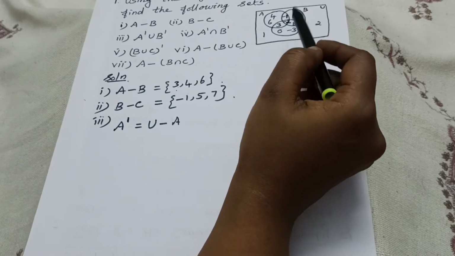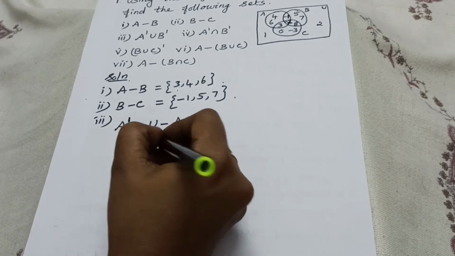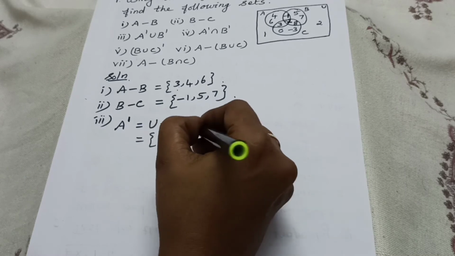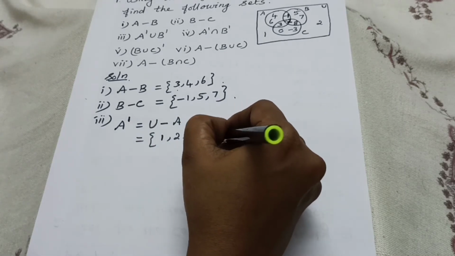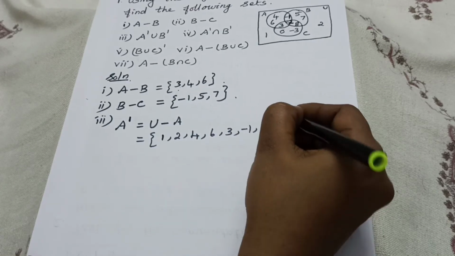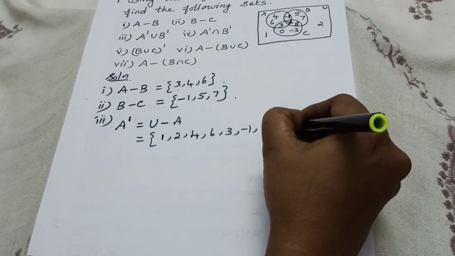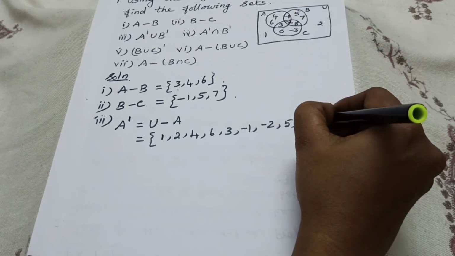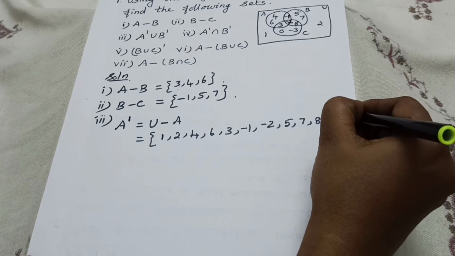Shall we check once? What are the elements of the universal set here? 1, 2, then 4, 6, 3, minus 1, minus 2, then 5, 7, then 8, 0, then next one, minus 3.